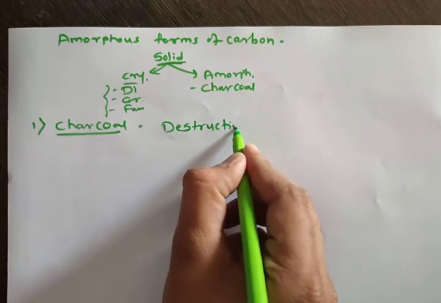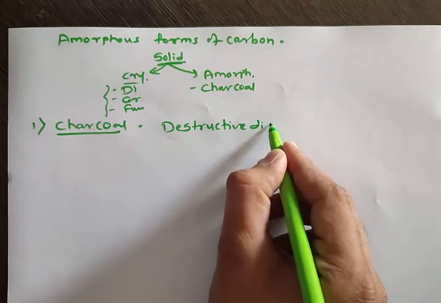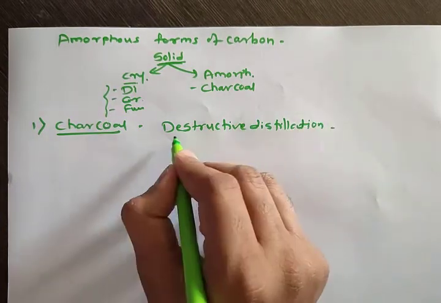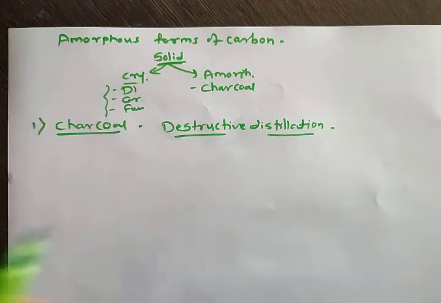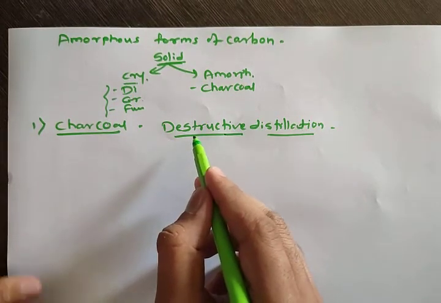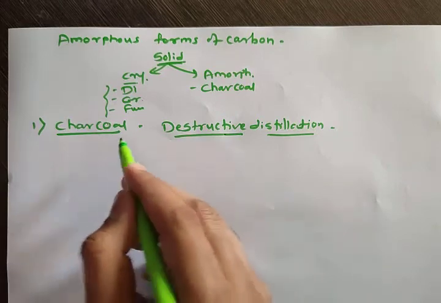destructive distillation. Distillation, all of you know, we have studied it in the third chapter. What is meant by destructive distillation? Destructive, the meaning of the word, you know, means to destruct anything. Now how is this charcoal formed?